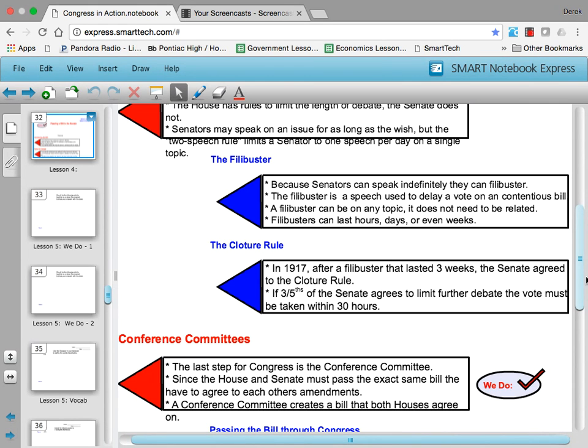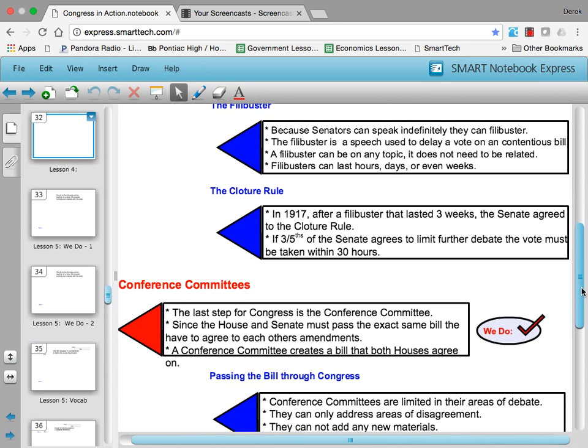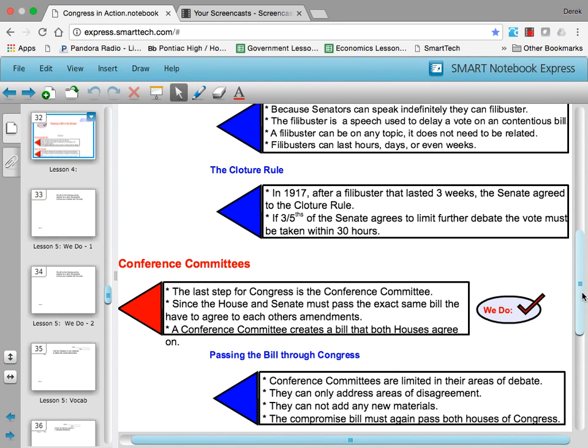So the conference committee is formed in order to get both the House and the Senate versions in alignment with each other. Now, the conference committee is limited in their area of debate. They can only address areas where they disagree. They cannot add new material. So they can't sit down together and decide to add anything new to it. It's not their purpose. Their purpose is just to address the differences. Once the committee has compromised on it, they send it back to the houses of Congress, and the House and the Senate both have to repass the bill in the exact same language.